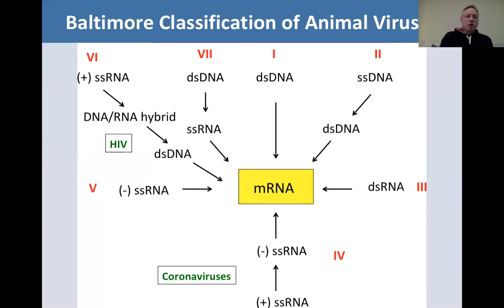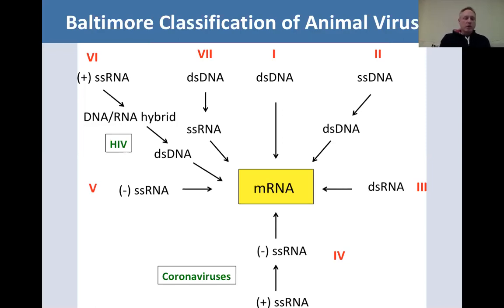So the Baltimore classification of animal virus is probably the most used classification system that we have. And what you can see is that there's 7 different types of animal viruses. Some are single-stranded RNA, some are double-stranded DNA, but whether you're DNA or RNA, by hook or by crook, you're going to make messenger RNAs that are going to be translated into proteins that the virus can use to make more of itself. And so what we're going to focus on is HIV and the coronaviruses.